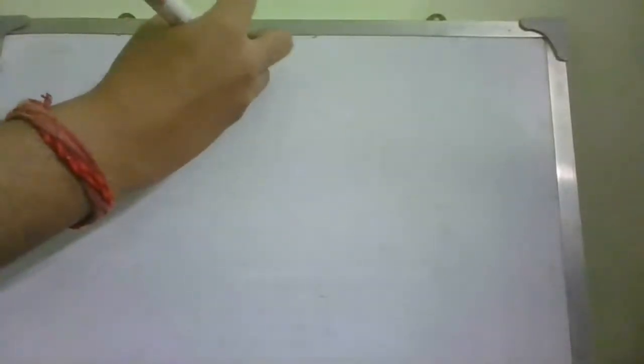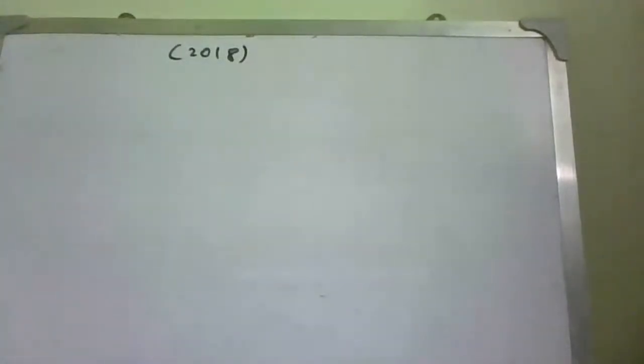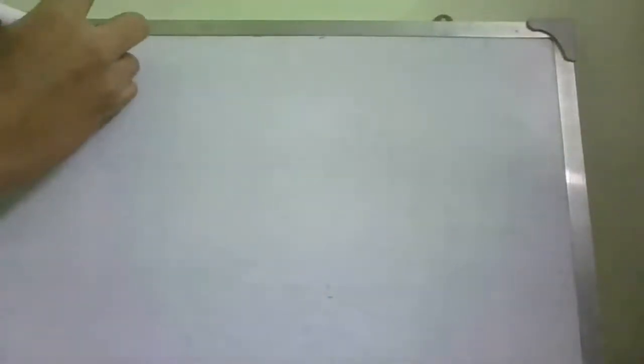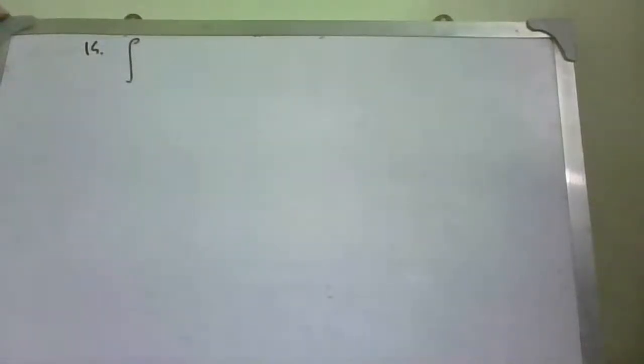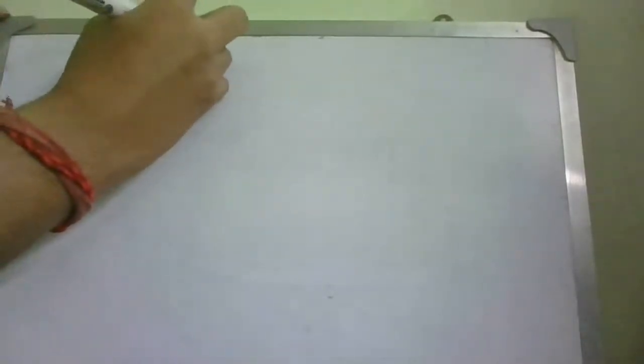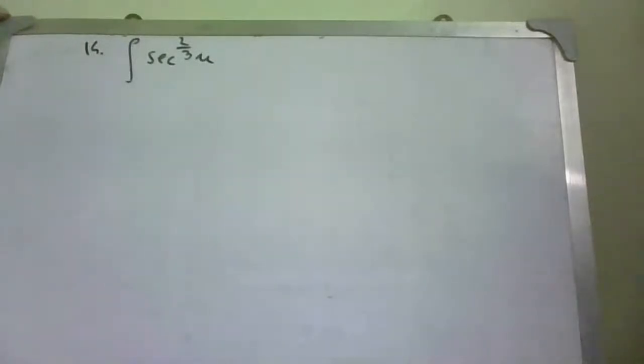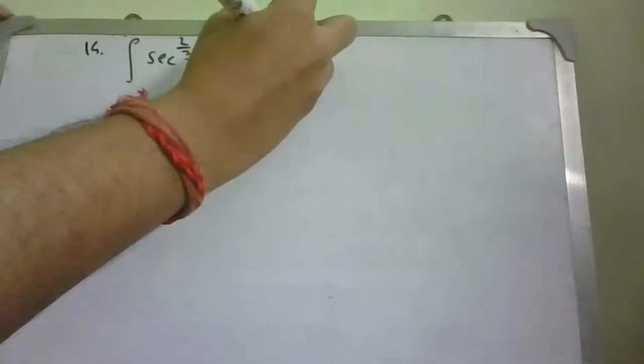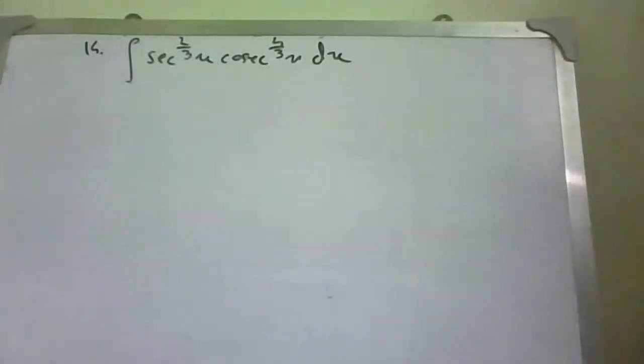So let's move on to the next question. The last question came in the year 2018 JEE Mains. So let's move on to the next question. The next question is question number 14, integral of sec 2 by 3 x cosec 4 by 3 x dx.